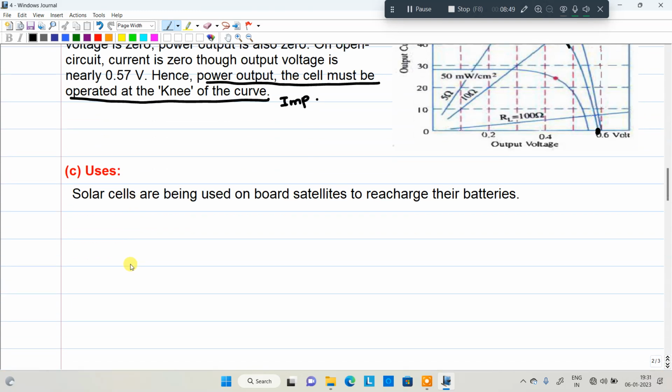Then we can look at the uses. Solar cells are being used in onboard satellites, like ISRO, and some manufacturing satellites also use solar panels, solar cells, and rechargeable batteries. The solar cell can be used in domestic purposes as well as industry. They construct solar panels to generate energy, and in agriculture they use solar plates or solar energy. This is about the solar cell.